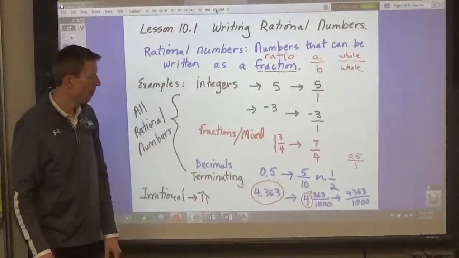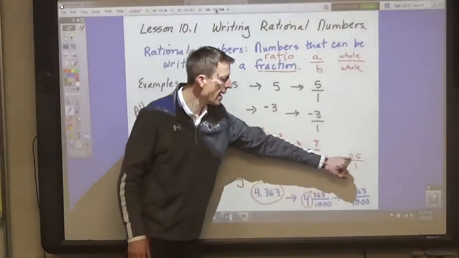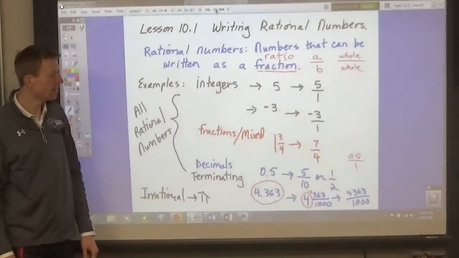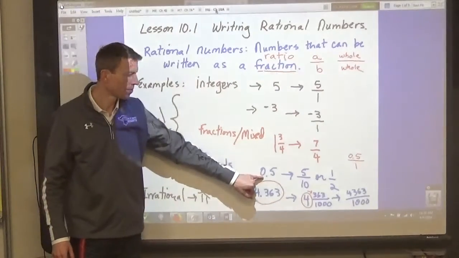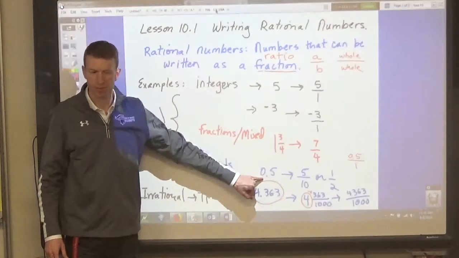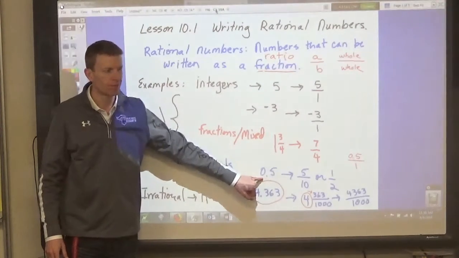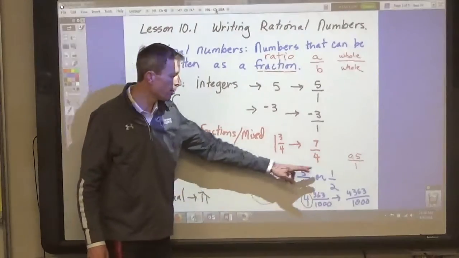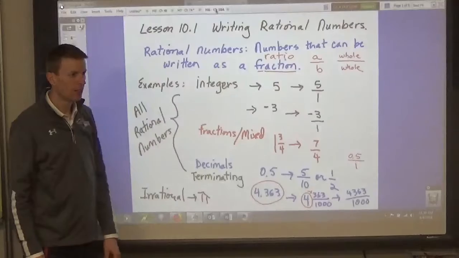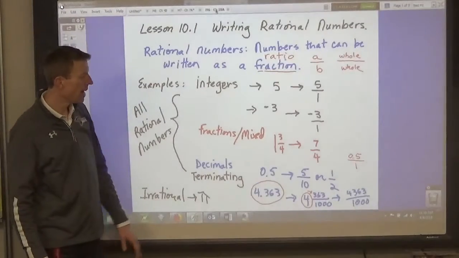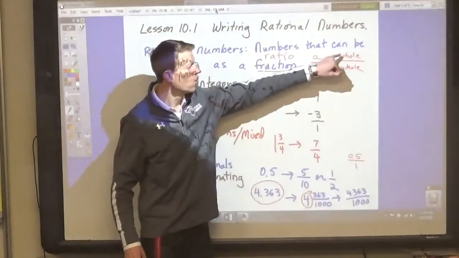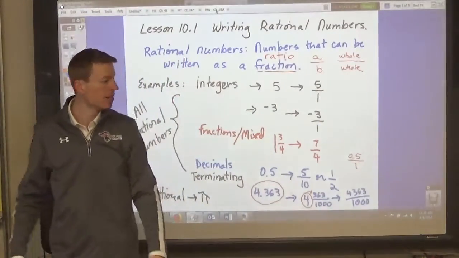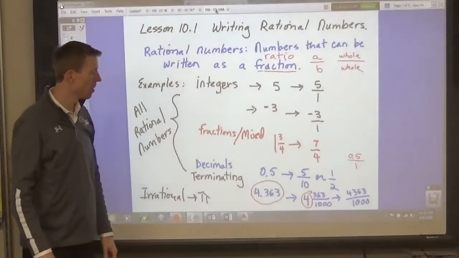Now, what about decimals that end? 0.5. Can you write that as a fraction? Yeah, it would be, I'd say 5/10. 5/10, and then you can reduce it to 1/2. Yep. So that's a rational number. Any number that you can write as a fraction with a whole number over another whole number, no matter how big the number is, that's called a rational number.